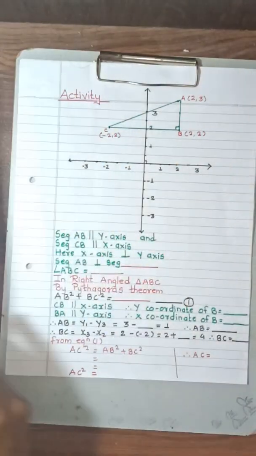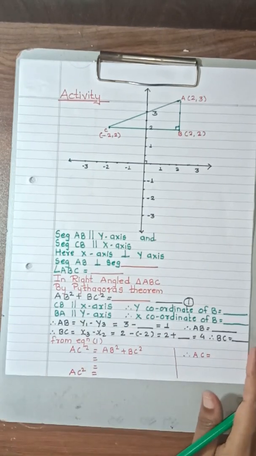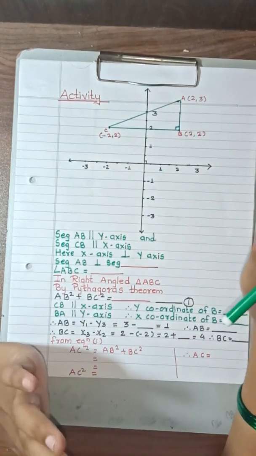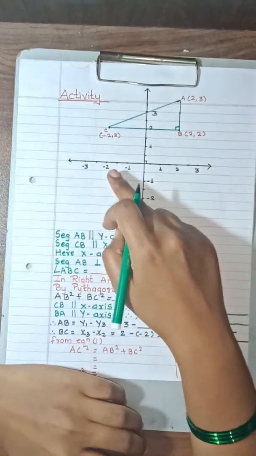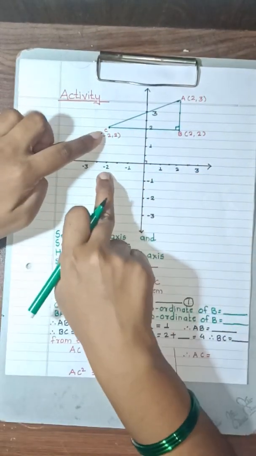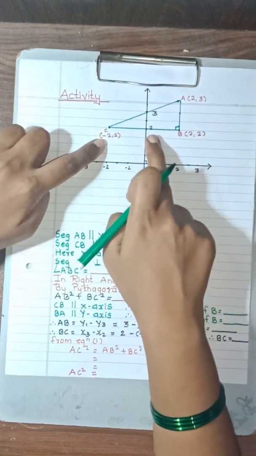Now let us move on to the activity which they have given in your textbook. This activity is a very easy activity. Now children, in this activity, they have given us the coordinates of C. On the x axis it is -2 and on the y axis it is 2.